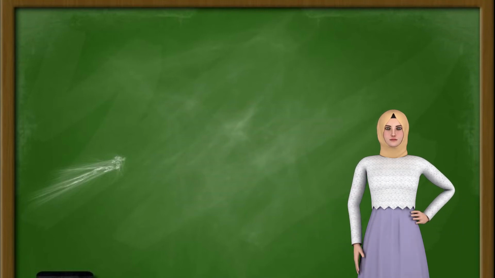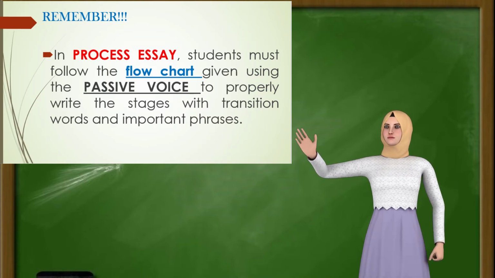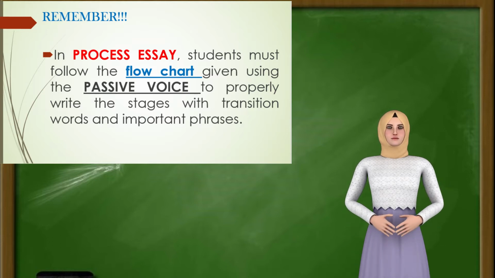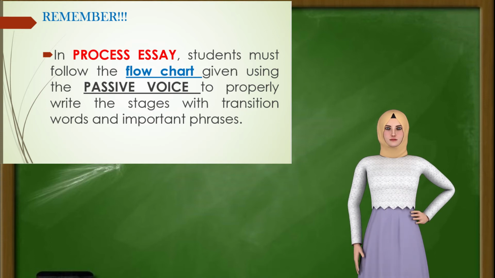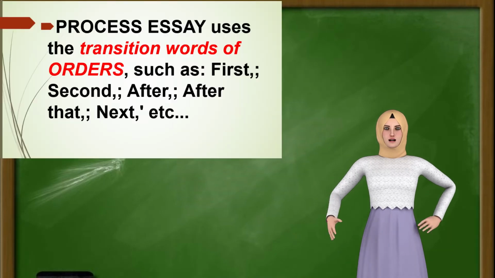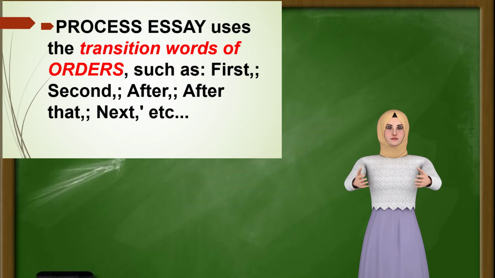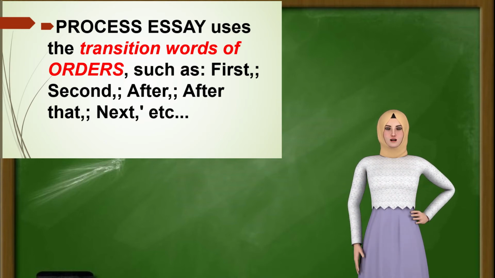In addition, the second kind needs to consider the following. In the process essay, students must follow the flow chart given and the sentences to be used must be in the passive voice. Also, the transition words and important phrases must be considered. As mentioned, a process essay uses the transition words of order, such as first, second, after that, next, etc. Let's look at the given flowchart.